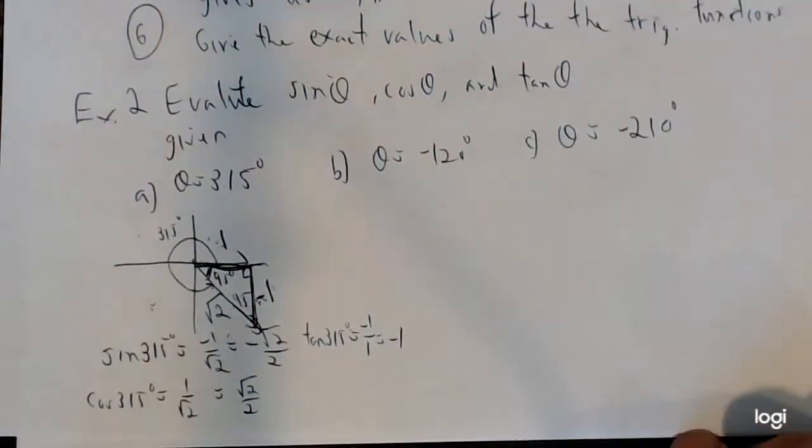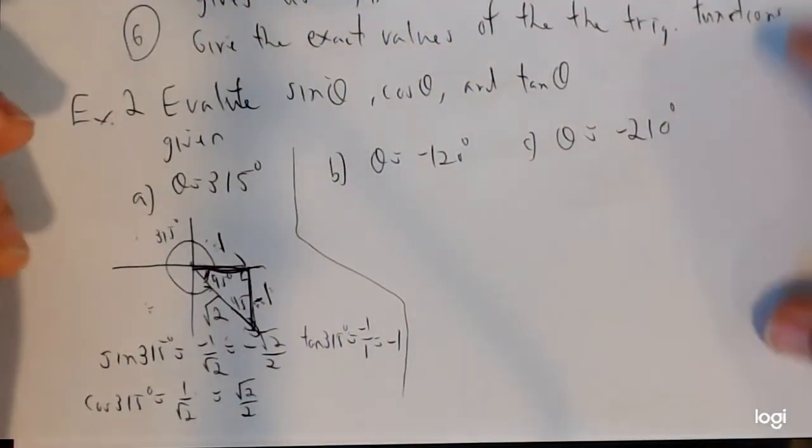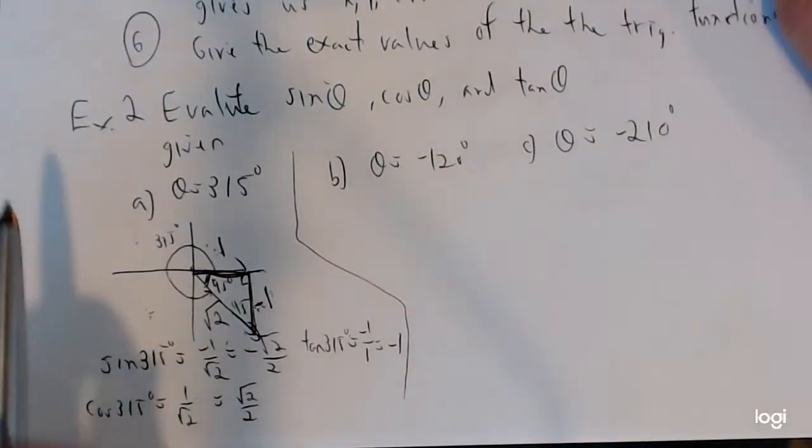And then lastly, tangent of 315 degrees is y over x, so it's negative 1 over 1, which is negative 1. Okay, so if you'd like, I would recommend that you pause the video and try these two on your own and then press play.